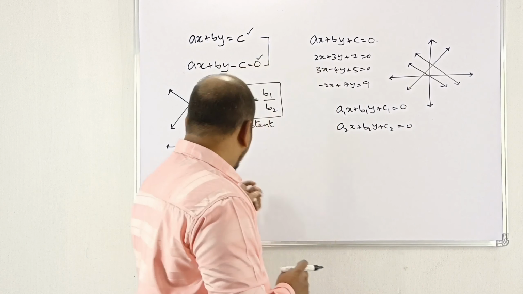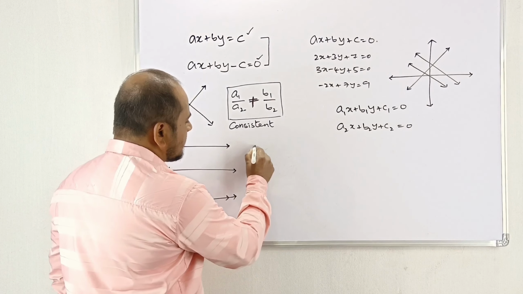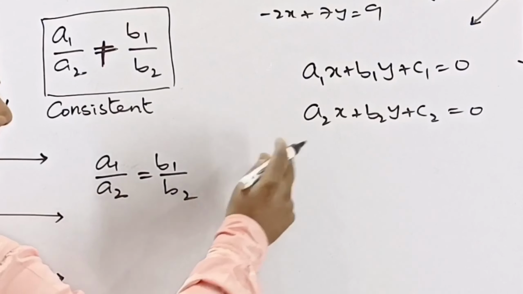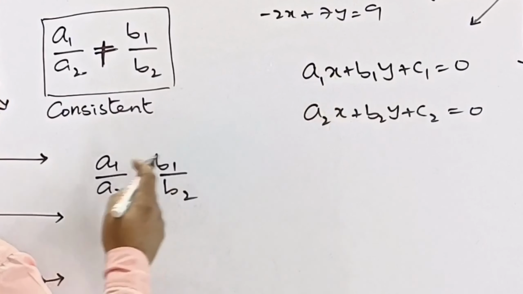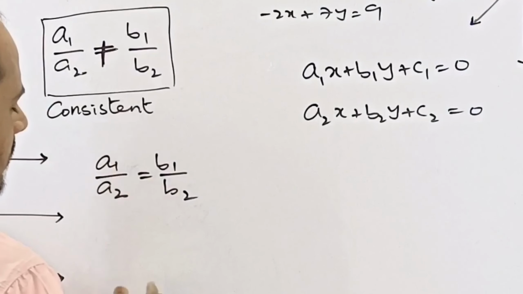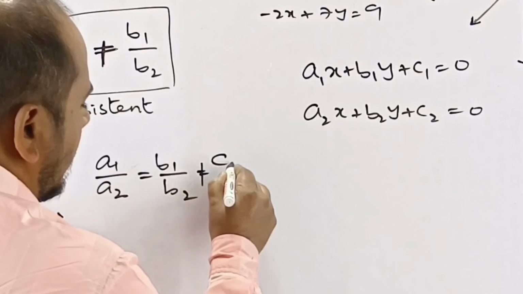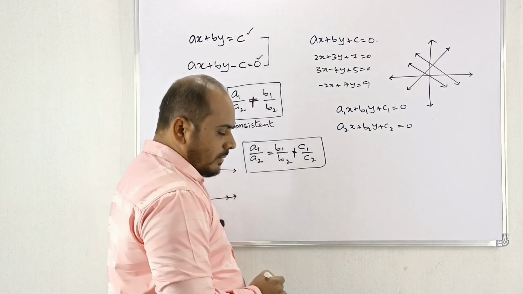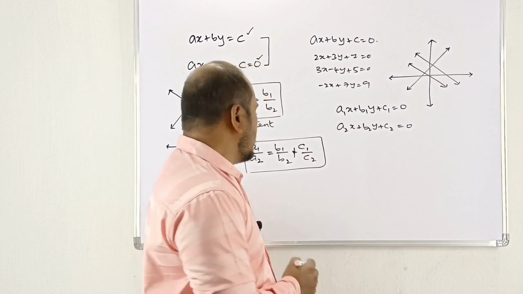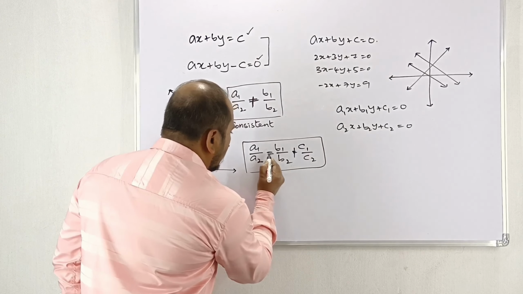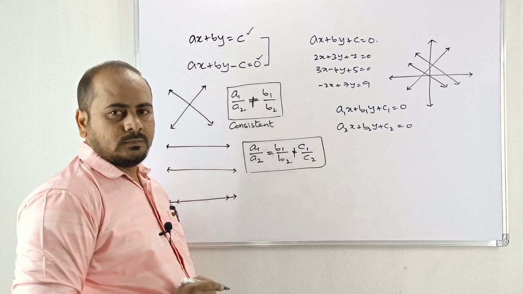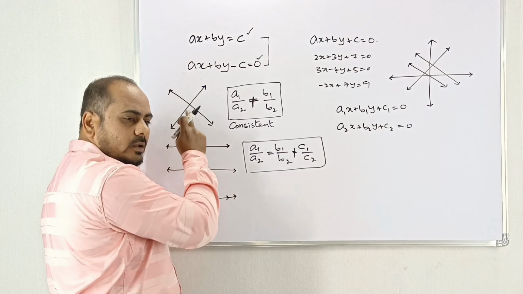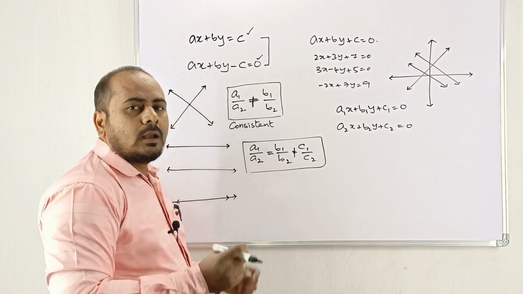Now come to the parallel lines. In this case, a1 by a2 is equal to b1 by b2 is not equal to c1 by c2. This is one of the formulas, my dear. So here how to remember? The condition is equal. Equal is nothing but parallel. Hope you understand. Not equal means not equal, wrong. Equal is nothing but lines are parallel.